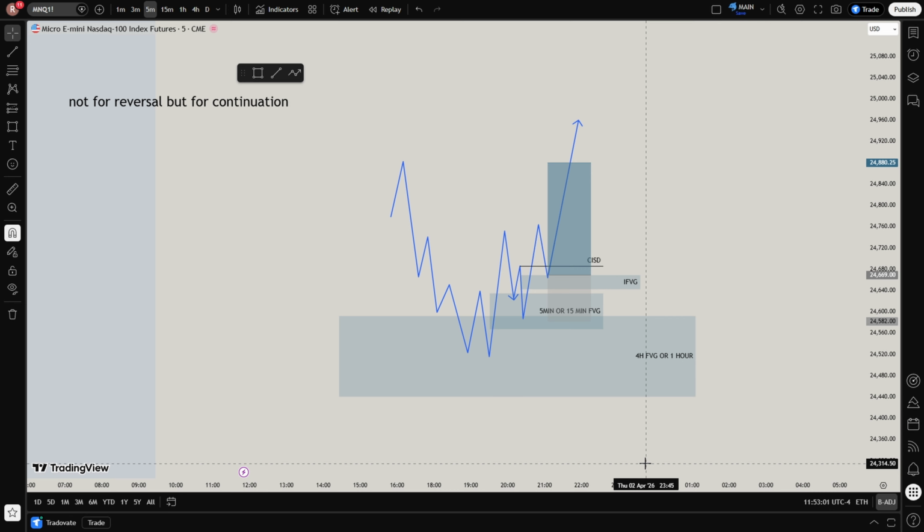So the 15-minute here acts as a bridge between higher time frame context and lower time frame execution. It helps you refine continuation setups instead of randomly entering after a reaction. And now that you understand the logic behind it, let's move into a real chart example so you can see exactly how this plays out in live market conditions.